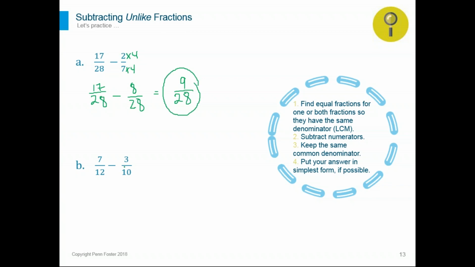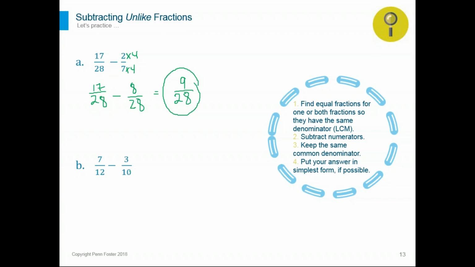Again, number B, 7 over 12 minus 3 over 10. Are we going to change both fractions or one fraction? Is 12 a multiple of 10? And the answer is no. If the answer is no, that means that we have to change both fractions. What is the common denominator? What is the least common multiple between 12 and 10?